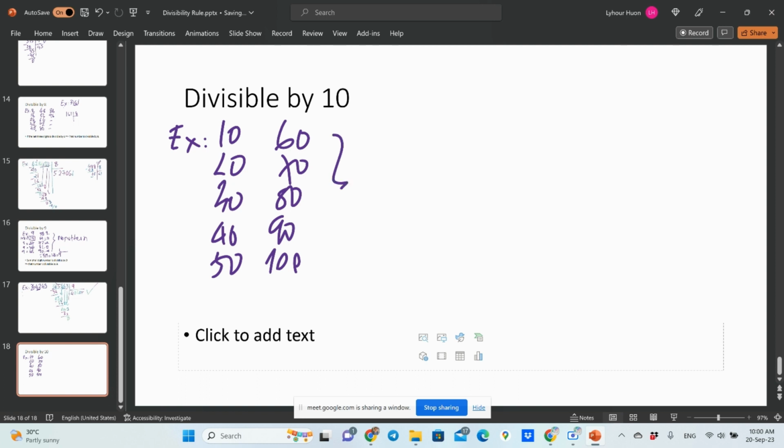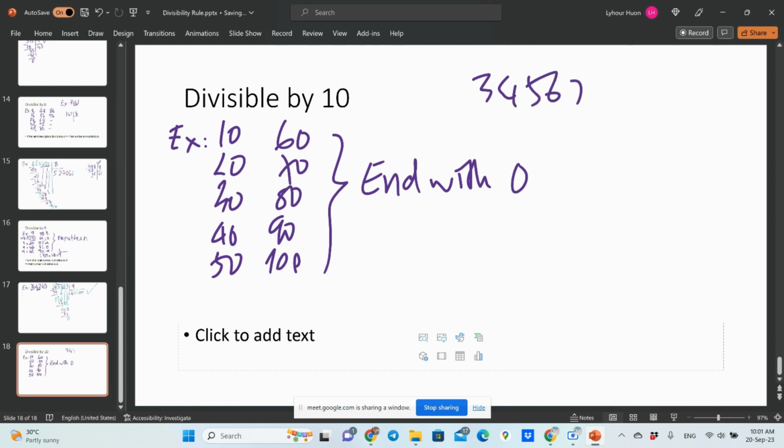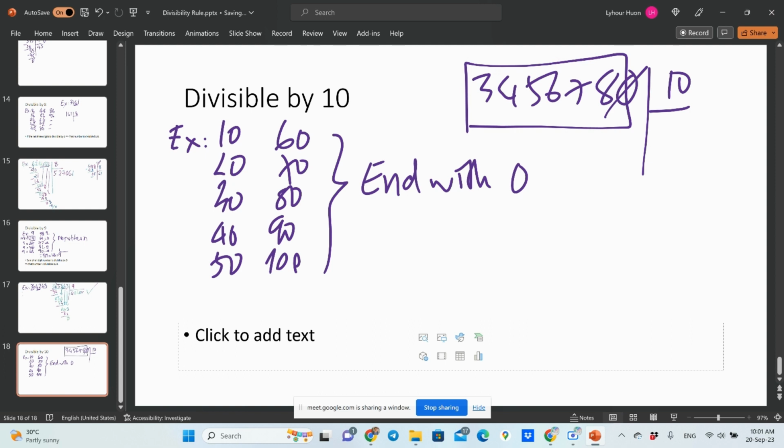Now can you see the pattern? The first numbers are 1, 2, 3, 4, 5, 6, 7, 8, 9, and 10, and then all the numbers end with zero. If any number ends with zero, that number is divisible by 10, right? For example, 3456780 will be divisible by 10. And when we divide by 10, we just cut one zero. This is the result.